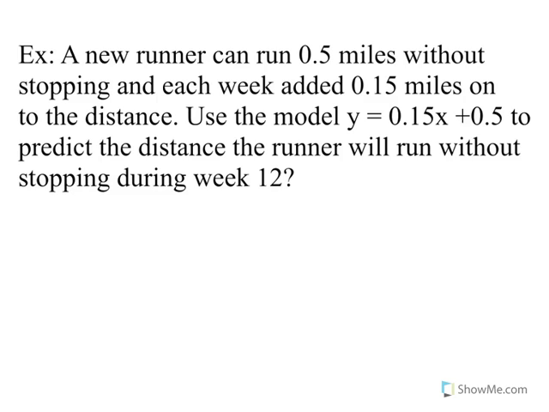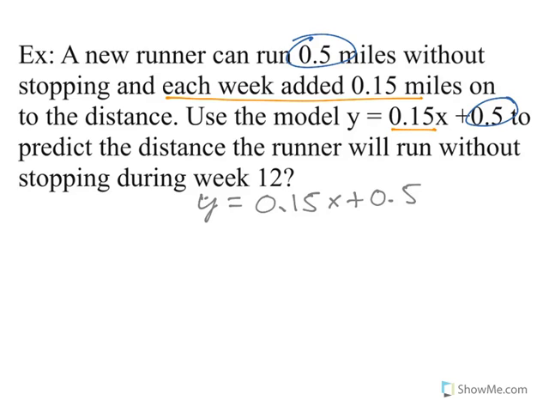A new runner can run half a mile without stopping, and each week adds 0.15 miles to the distance. Use the model y equals 0.15x plus 0.5 to predict the distance the runner will run without stopping during week 12. Now you'll notice the slope is 0.15 because that's the constant change, right? Each week we add on. And the initial value is 0.5, that's how much we started with. So we have y equals 0.15x plus 0.5.